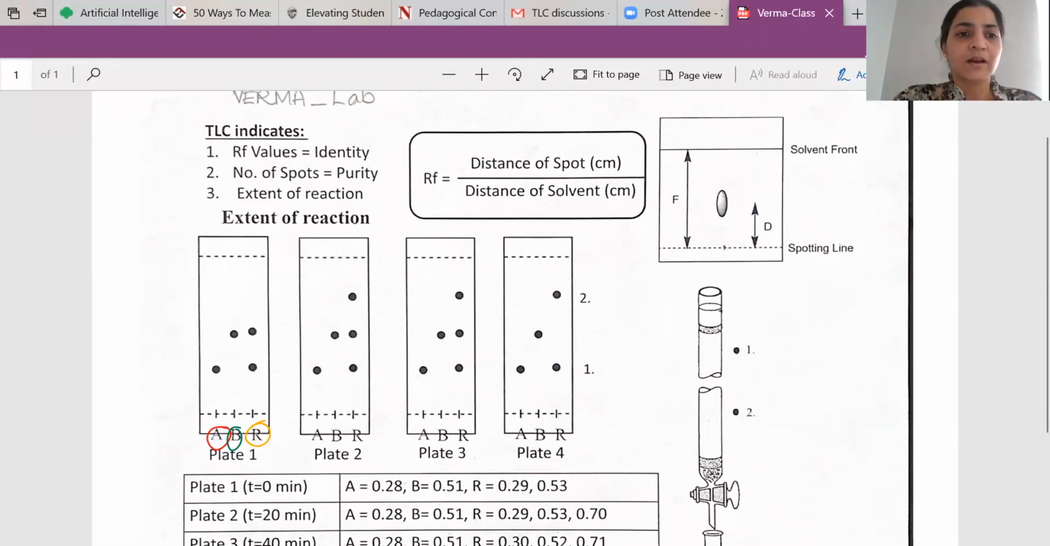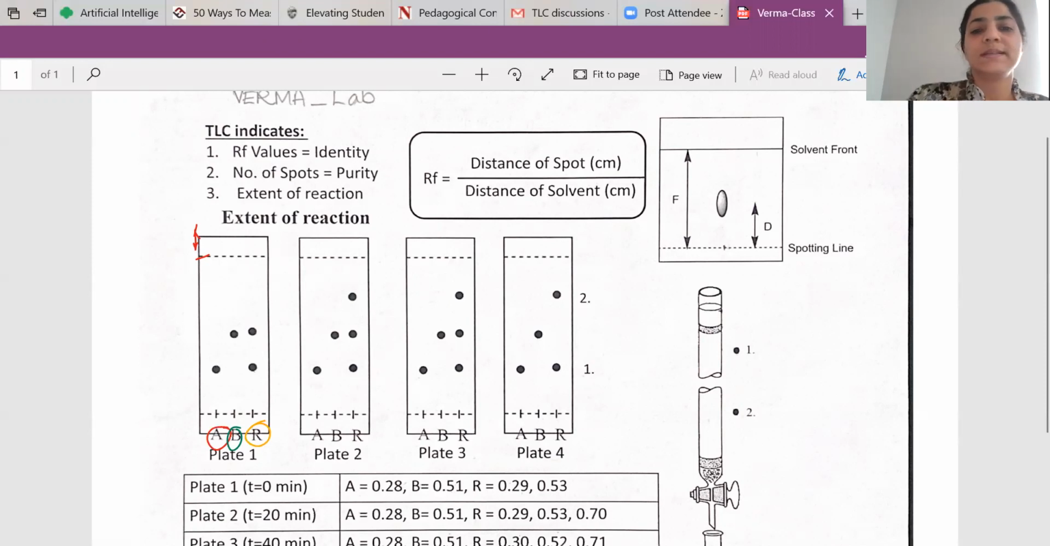I develop this TLC plate in the TLC chamber. After a certain time, I see that there is a little bit of dry space left here. I take out my TLC plate and mark the solvent front with pencil, so I know where my solvent front is. When I look under the UV light, I see all of these spots.